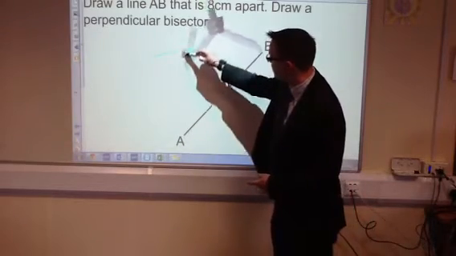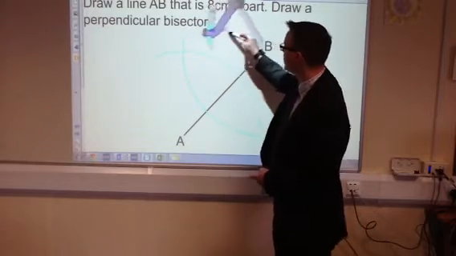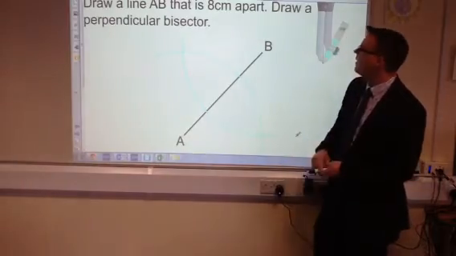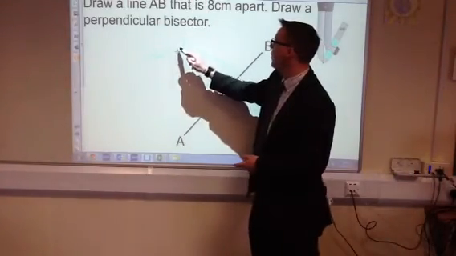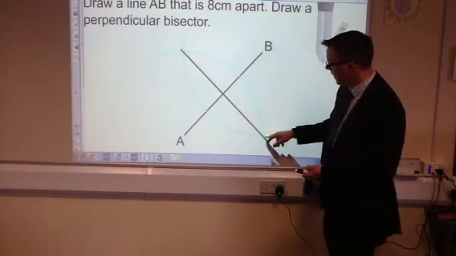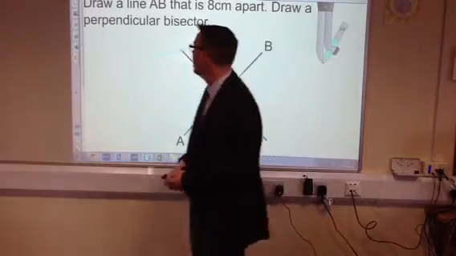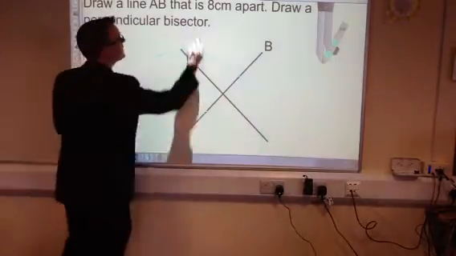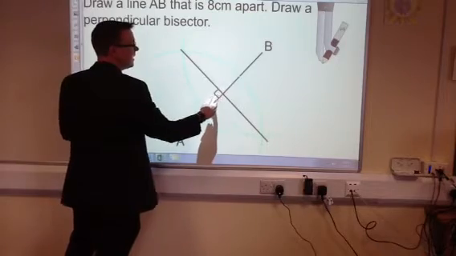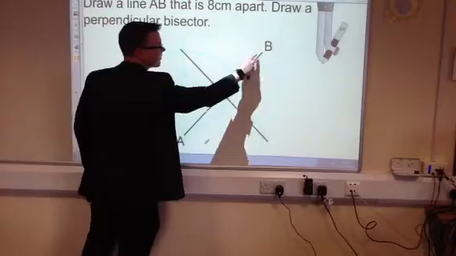So the arcs are the same length, and what happens is the arcs meet in two places. The arcs meet here and here. This tells us where to put our perpendicular line. So our line, we go through those two crossing points. That's a perpendicular bisector. So this point here is a right angle, and it's equally in between the two. So there's 4 centimetres here, and there's 4 centimetres there.